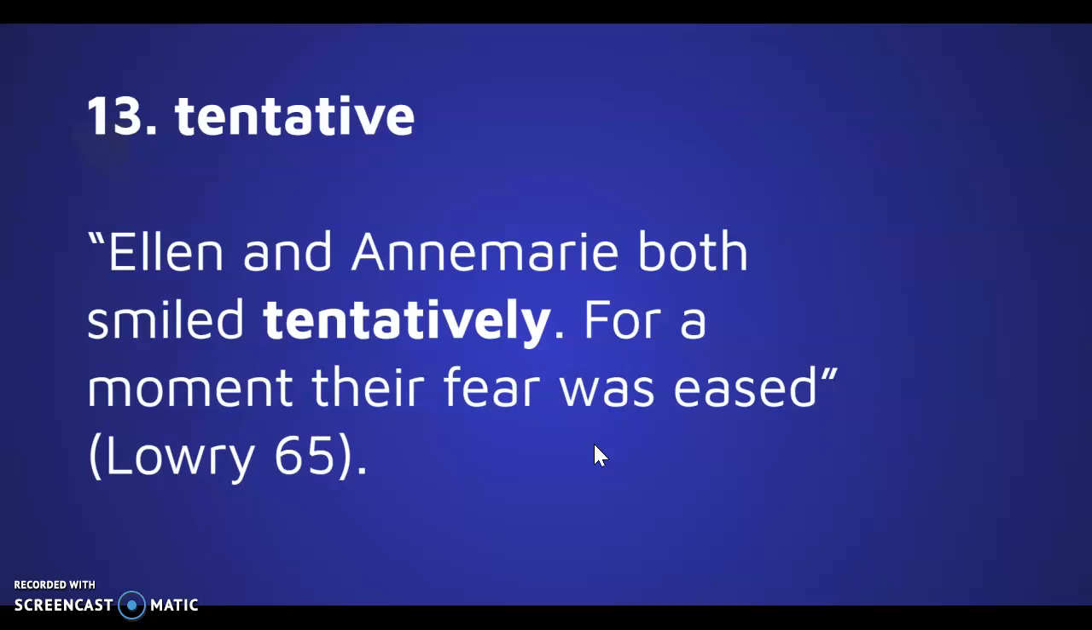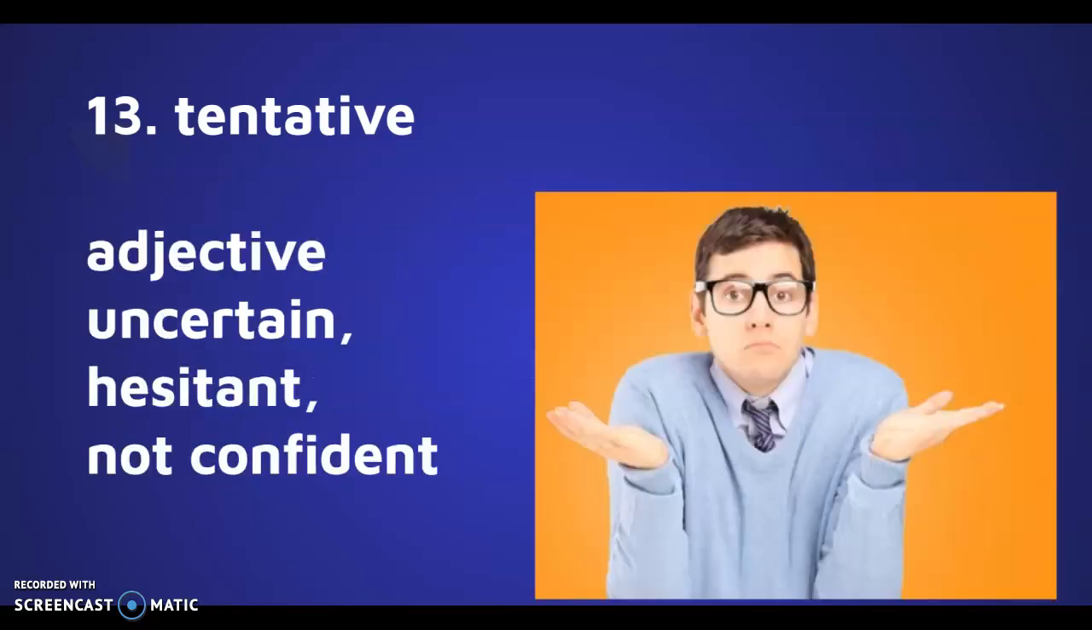So let's look back here. Ellen and Anne-Marie both smiled tentatively. So what do we know about their smile? Okay, it's uncertain. They aren't sure if they should be smiling. They aren't sure if they should be not afraid anymore. So in your notes, you can write that tentative is an adjective. And it means uncertain, hesitant, or not confident. So as we can see here, this person is not very confident.